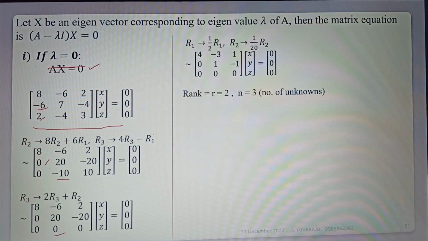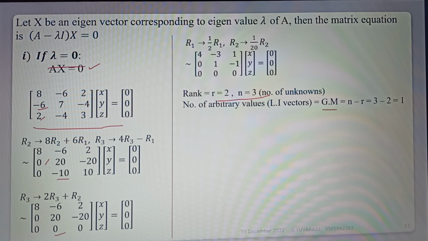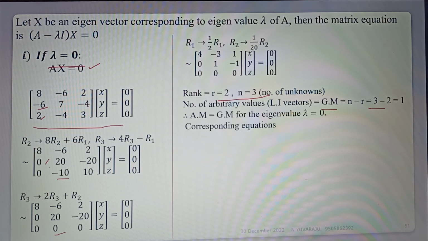The rank is 2 and the number of unknowns is 3. So the rank is less than 3, hence infinitely many solutions. The number of arbitrary values is the GM. GM means geometric multiplicity, that means the number of arbitrary values for the given eigenvalue. So that is 3 minus 2 is equal to 1. The algebraic multiplicity of lambda equal to 0 is 1, and the geometric multiplicity is also 1. Both are equal. So for the first eigenvalue, the condition AM equal to GM holds.